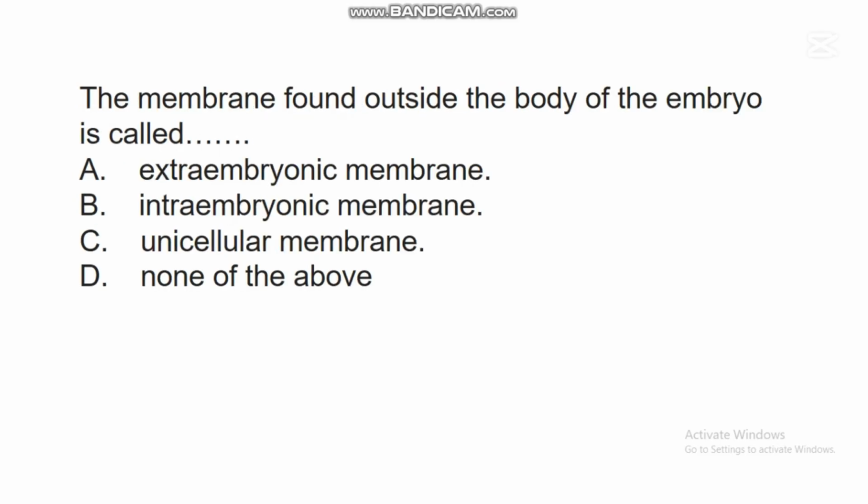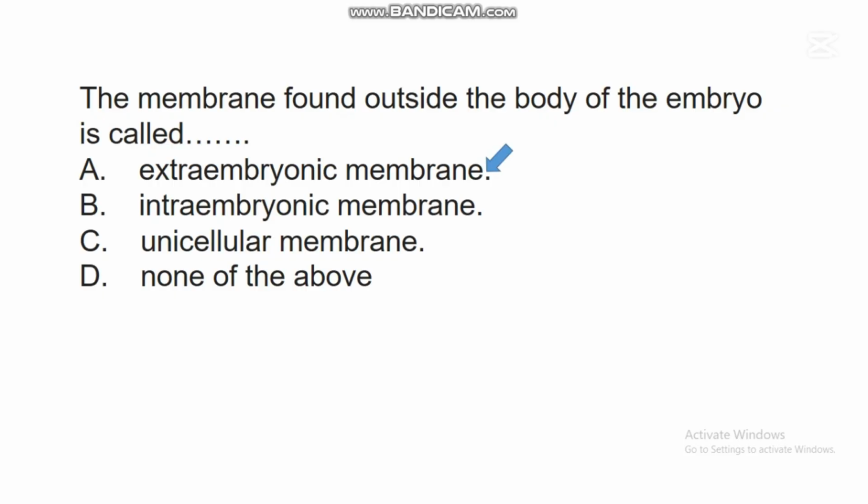The next question says, the membrane found outside the body of the embryo is called dash. A. Extraembryonic membrane. B. Intraembryonic membrane. C. Unicellular membrane. D. None of the above. In this question, the correct answer is A. Extraembryonic membrane.